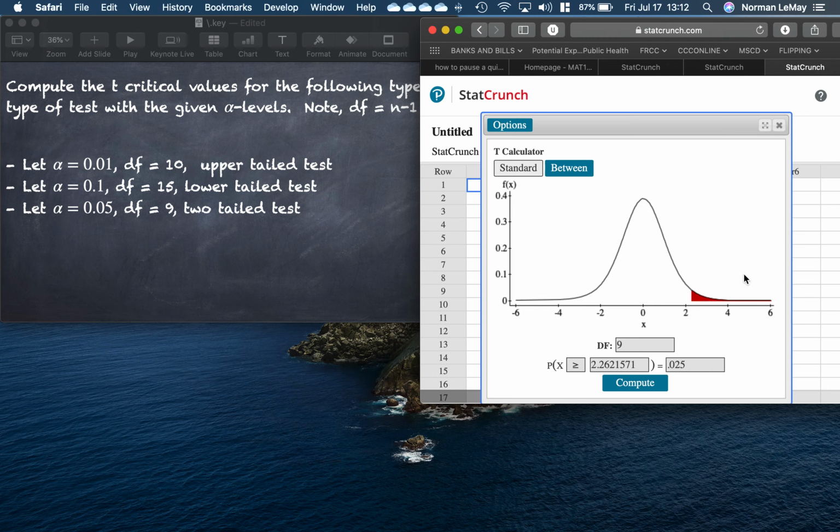All right, so then we go ahead and compute. Notice this comes back, and don't forget our critical values are actually 2.262 and negative 2.262. So if your test statistic is less than negative 2.262, or if your test statistic is greater than 2.262, then you will reject the null hypothesis. If your test statistic falls in between negative 2.262 and positive 2.262, then you fail to reject the null hypothesis.